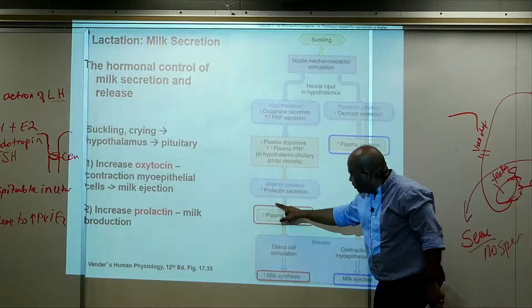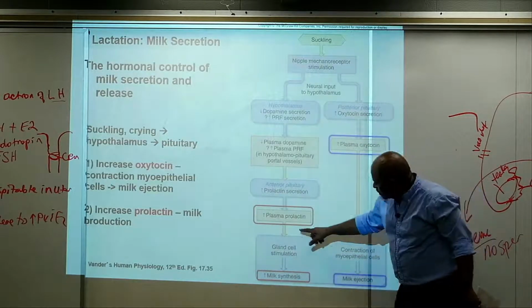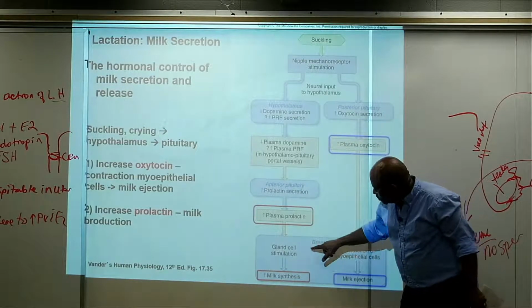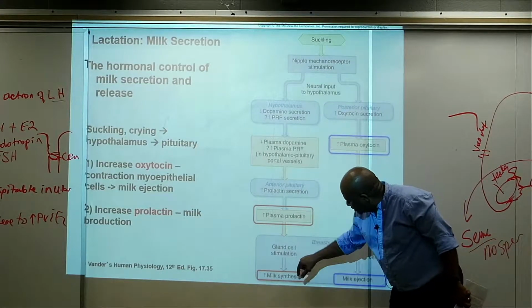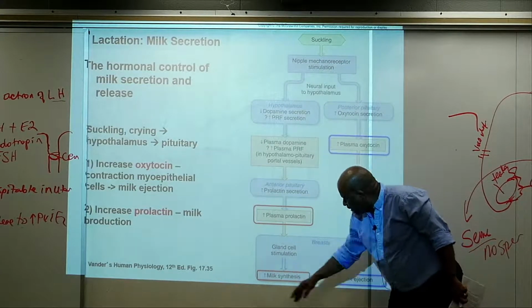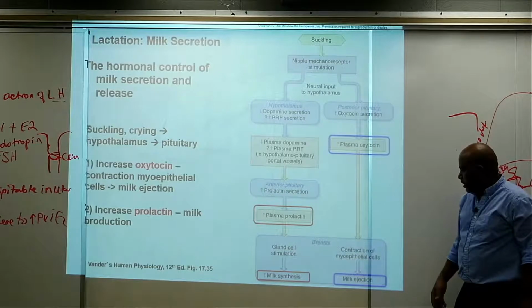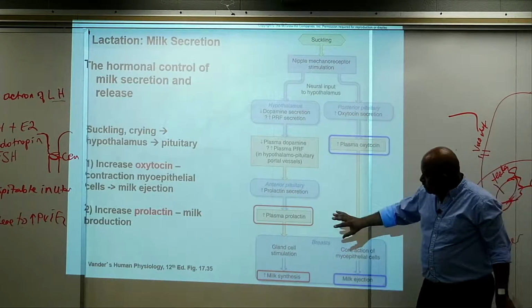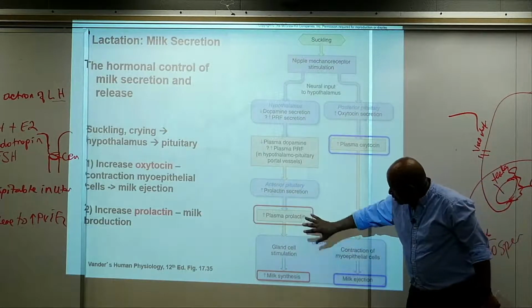Prolactin is a hormone which is very important to act on the breast to stimulate the gland cells to produce milk, to initiate milk synthesis. So prolactin is important for milk production.